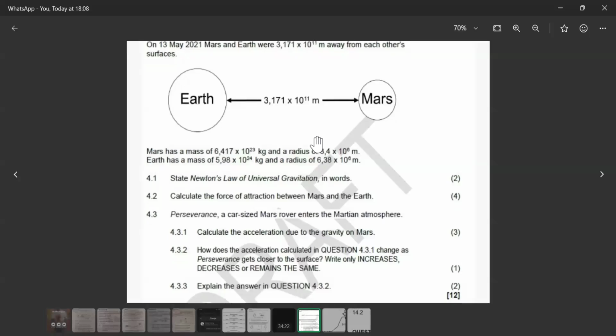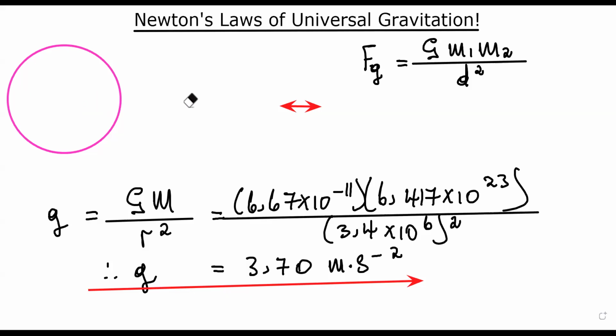Here they say to us, how does the acceleration calculated in the previous question change as Perseverance gets closer to the surface? Does it increase, decrease, or remain the same? And then they say, explain your answer. Okay, so let's try to make a sketch, a representation of the situation. Let's say this is the planet Mars here. And let's say we have a spaceship that is headed to Mars. This is our spaceship. Now let's say this spaceship is going to enter the atmosphere, and then it keeps on getting closer and closer to the surface.